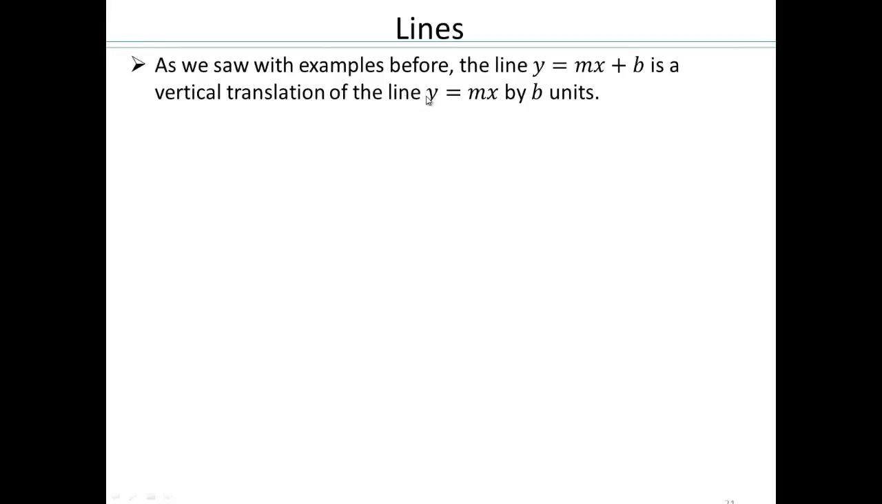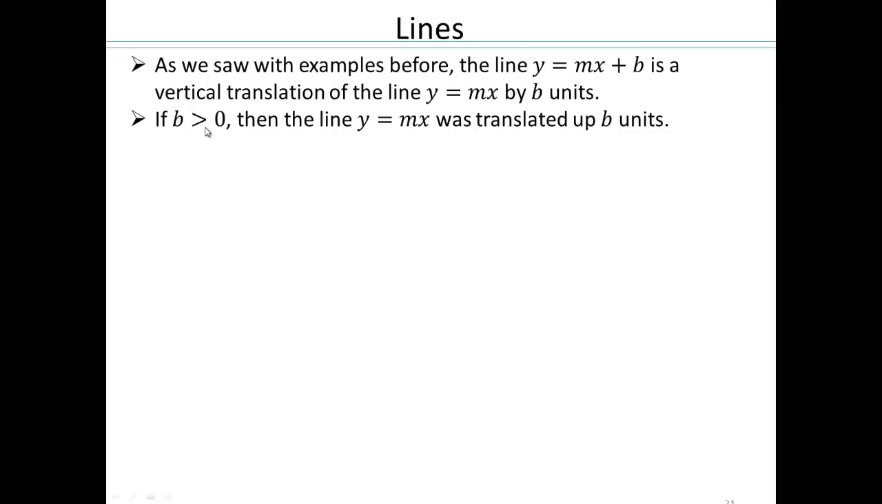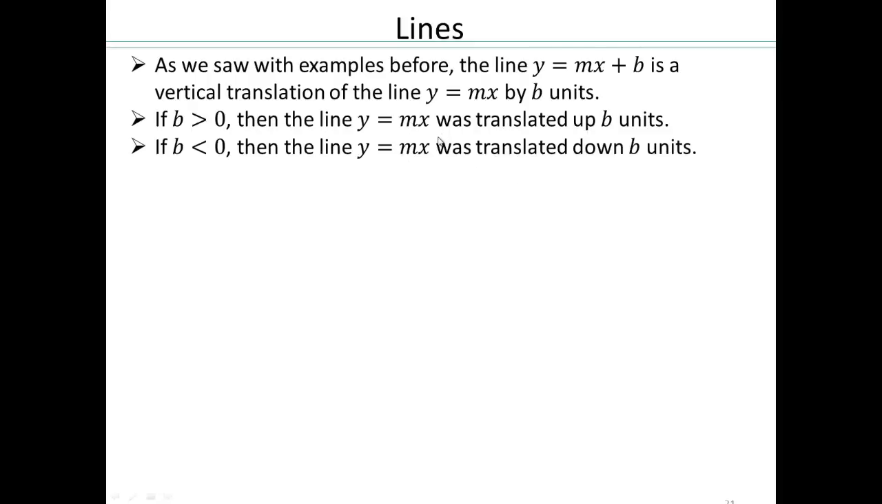So we saw before that y equals mx plus b is a vertical translation of the line y equals mx by b units. If b is positive, you go up b units, and if b is negative, you go down. So if b is positive, you go up. If b is negative, you go down negative b units. So here are some examples.